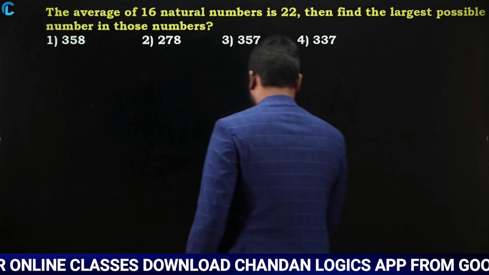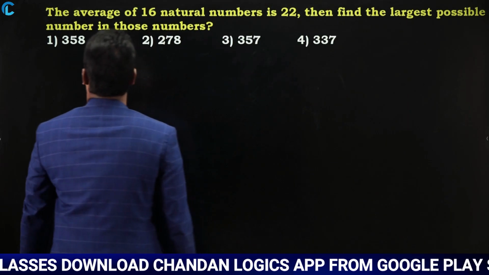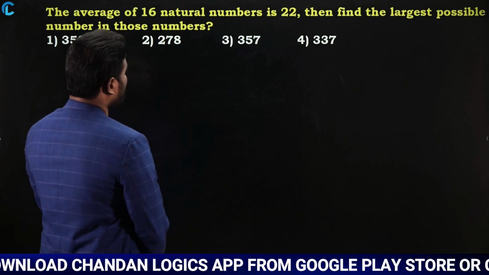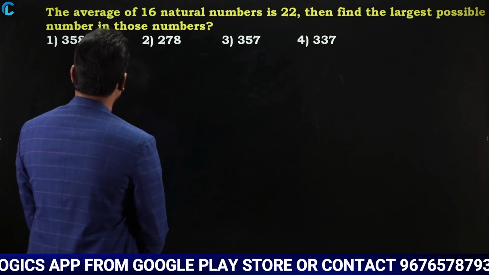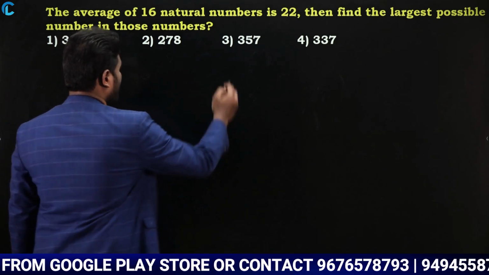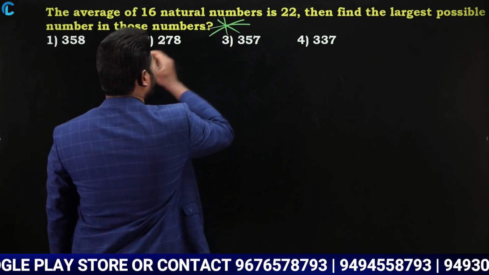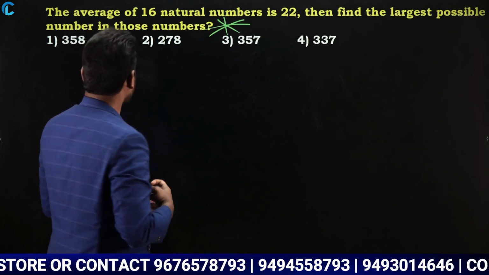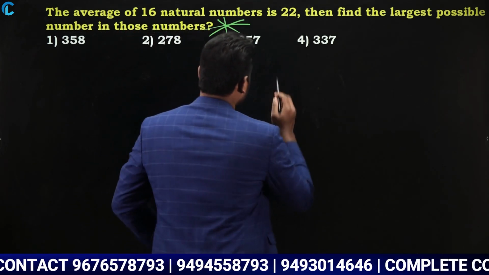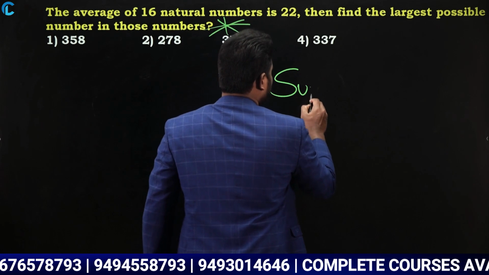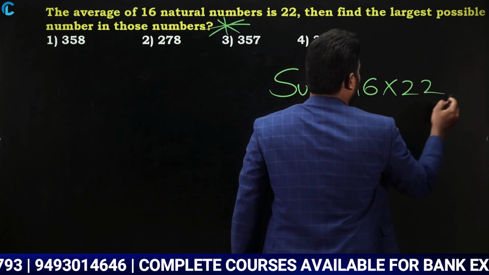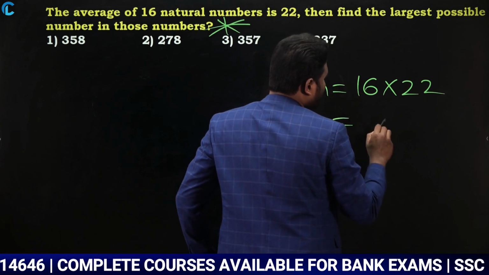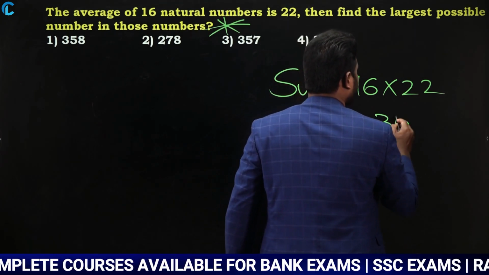Okay, let us look at the next question. The average of 16 natural numbers is 22. Find the largest possible number in those numbers. Now look here, many of them will commit a mistake in this question. Observe carefully. 16 numbers, average is 22. Then what would be the sum? Sum is going to be 16 into 22. Yes or no? Now 16 into 22 is nothing but 320 plus 32, that is going to be 352.